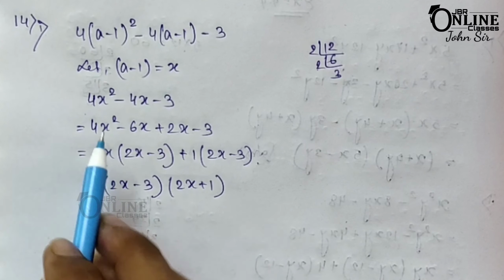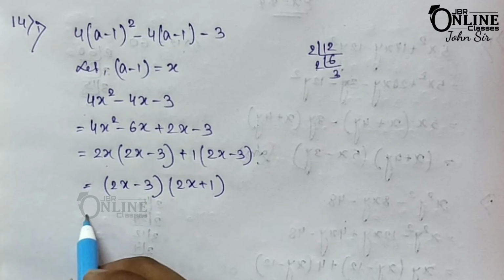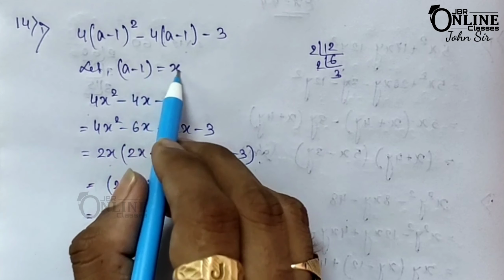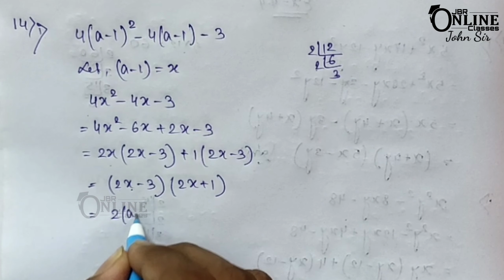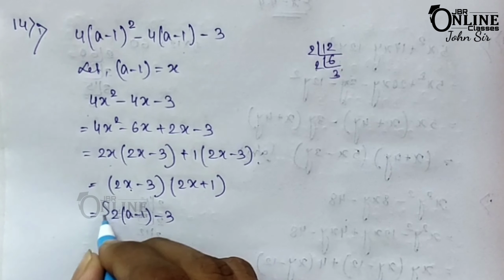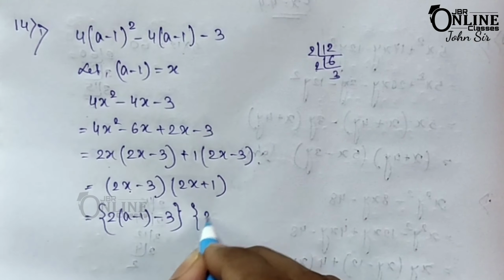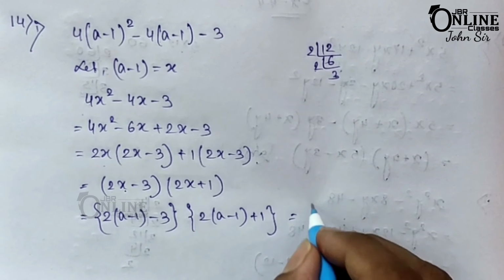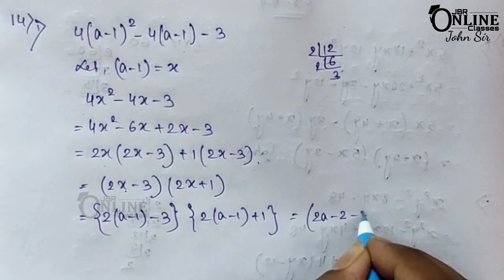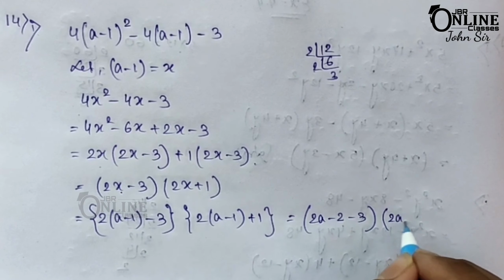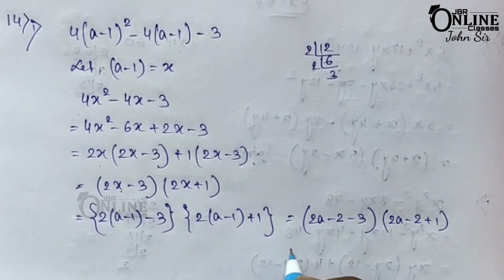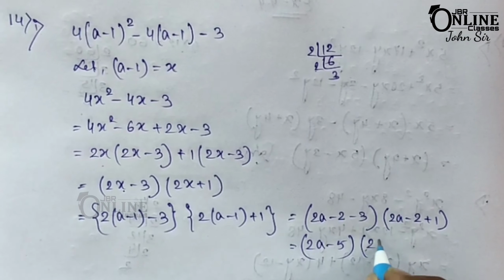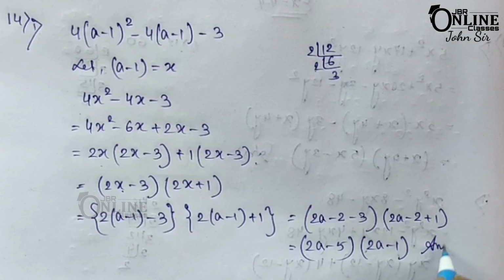Okay, now you have to put down the value of x. Here x equals a minus 1, then 2x equals 2 into (a minus 1) minus 3, and here 2 into (a minus 1) plus 1. So finally 2a minus 2 minus 3, here 2a minus 2 plus 1. So the final answer will be 2a minus 5 and here 2a minus 1.